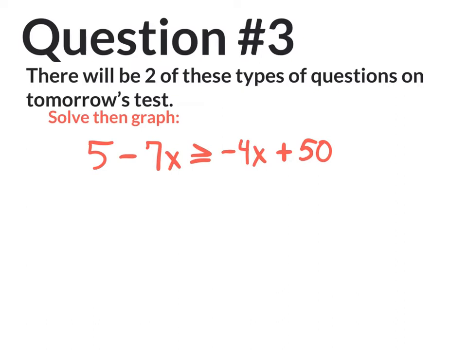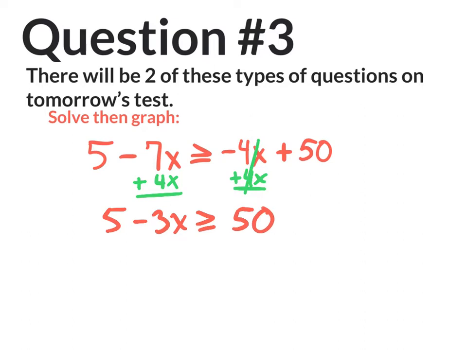right? Regular inequalities. So you want to get x by itself on one side. I would add 4x to move the x to the left side. My new inequality is 5 minus 3x. I don't flip it, I keep it: it's greater than or equal to 50. Next step would be to get rid of that 5 by subtracting 5. Subtracting 5, we end up with negative 3x is greater than or equal to 45.